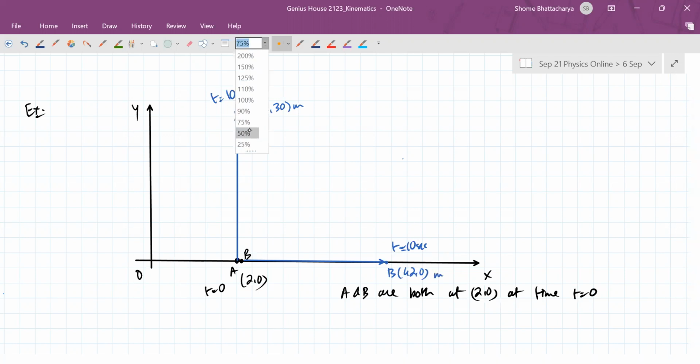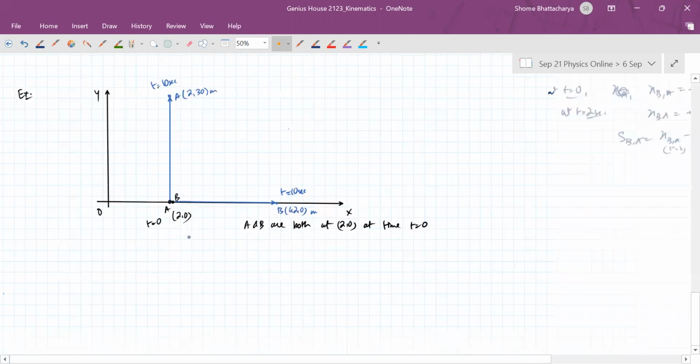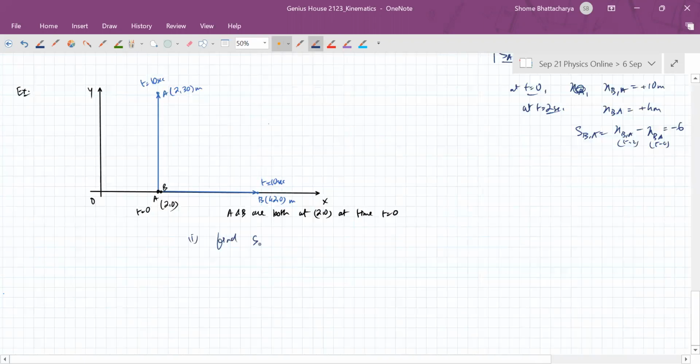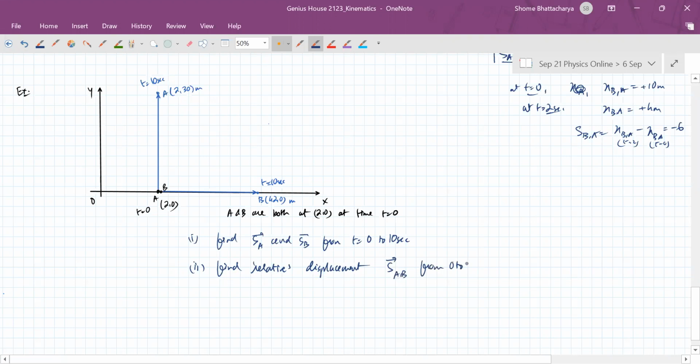Given this information, first of all, find the displacement as a vector for A and B from t equal to 0 to 10 seconds. And secondly, find the relative displacement, S of A with respect to B, and find its magnitude.